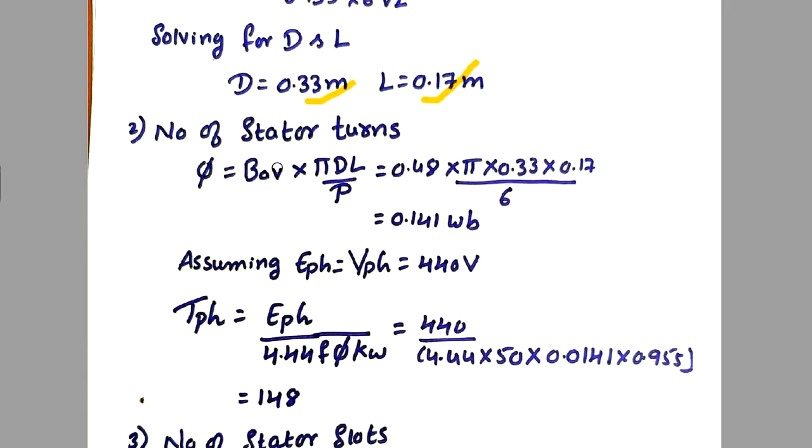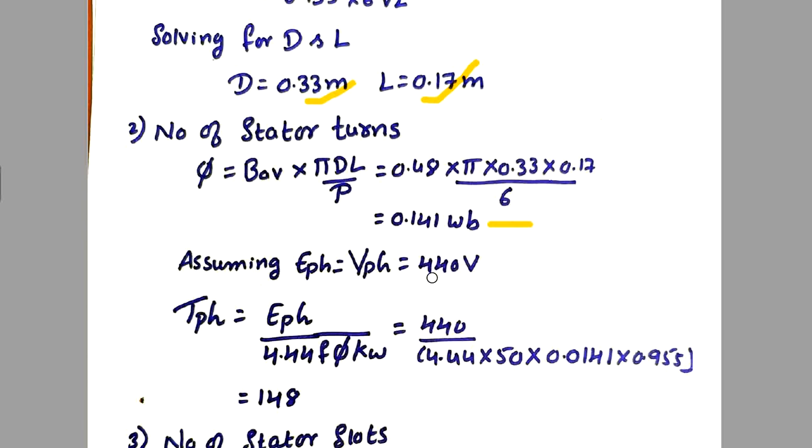So number of stator turns. If I want the number of stator turns, I require the flux. So flux equals B_av into pi D L by P. So you will get the flux as 0.141 Weber. Since it is a delta connected system, my E phase voltage and V_P terminal voltage, the phase voltage, will be the same generated voltage.